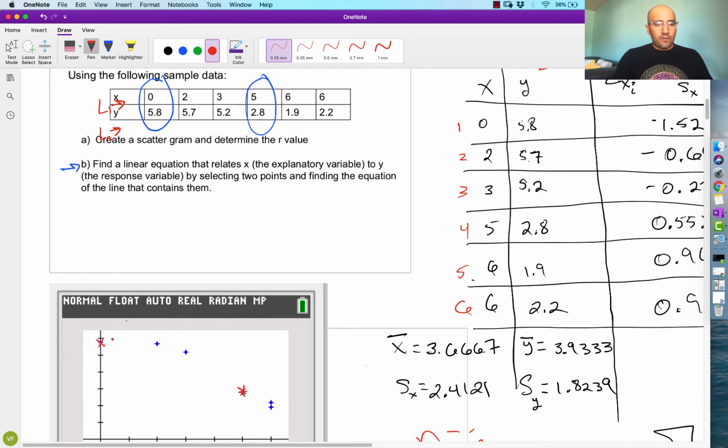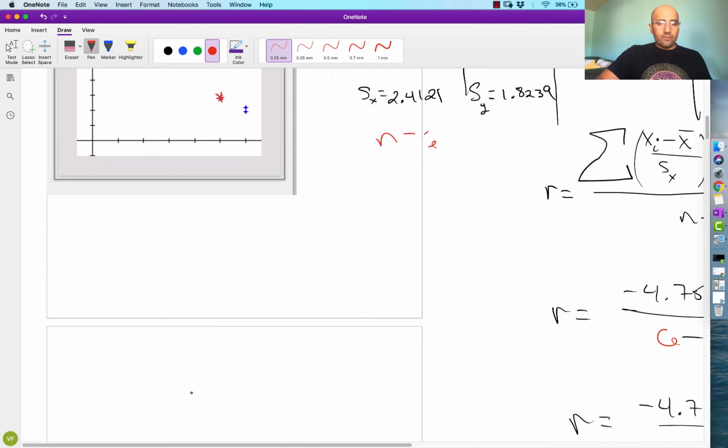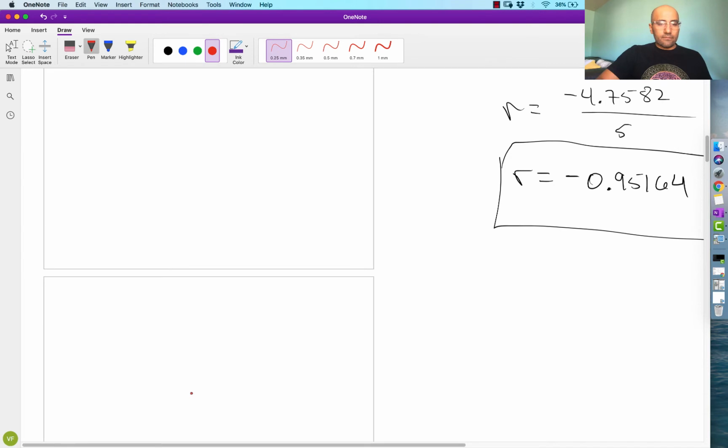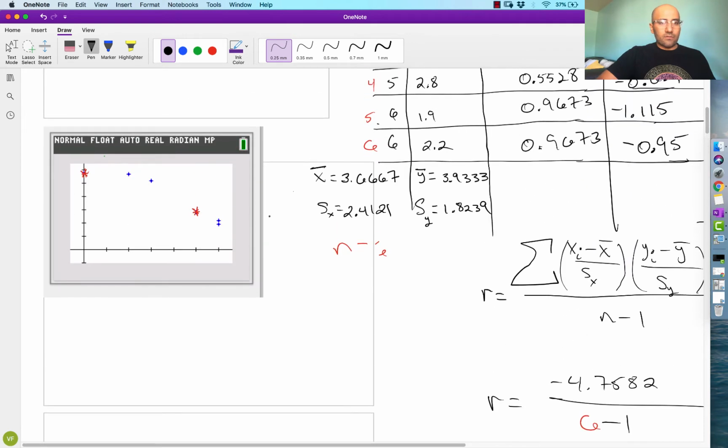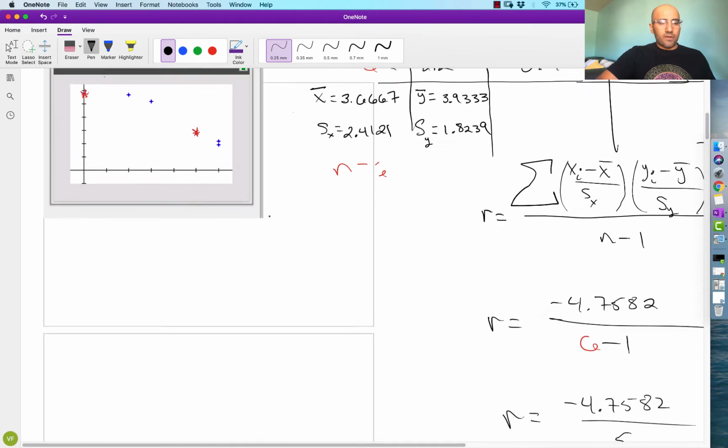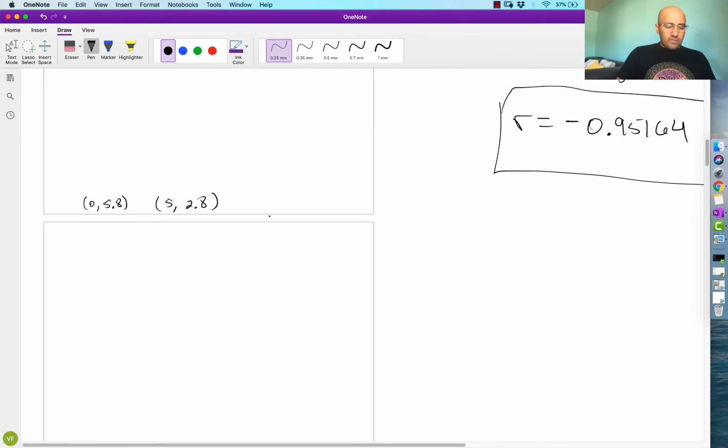I'm going to find the equation of the line that goes through those 2 points, and then that will be a pretty good approximation to the data. Okay, so let's do that down here. So now the question is, given (0, 5.8) and (5, 2.8), double check if those are the right values. Okay, so given these 2 points, find the equation of the line that goes between them.